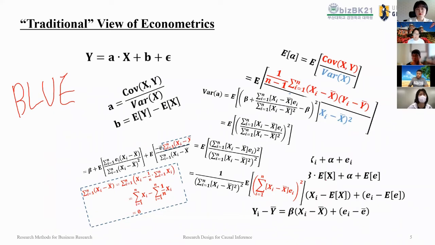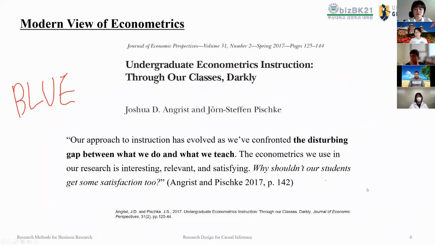And more importantly, this traditional view of econometrics based on algebra has a clear limitation in causal inference. In order to estimate the causal effect, such mathematics is not useful. Actually, this is not my own opinion. Joshua Angrist, a professor at MIT, argues that there is a huge gap between what we do in our research and what we teach in our classes. We teach mathematics and algebra in the classroom, but that's not what we do in our research.